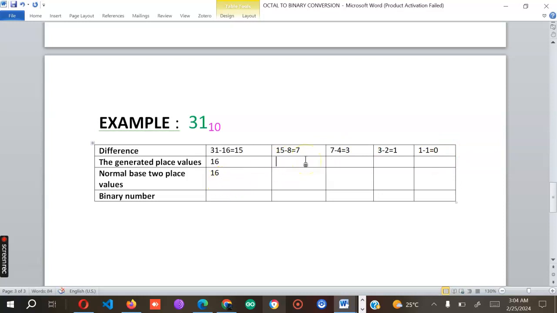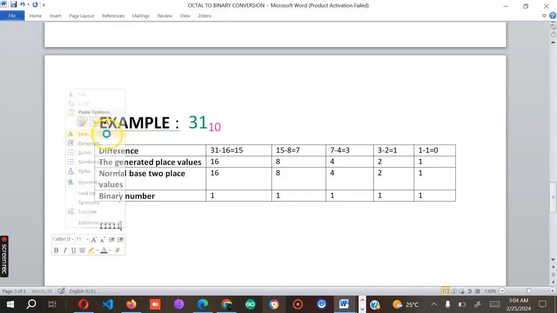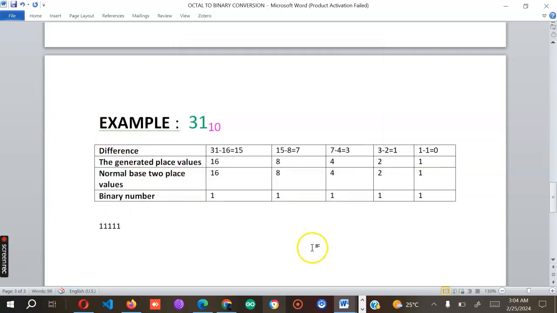Then the generated numbers, here we have 8, here we have 4, here we have 2, here we have 1. Then the normal is 8, 4, 2, 1. Remember the rules? Whenever it appears on both the normal and the generated value, it is supposed to be 1. Therefore, the final answer will be 1, 1, 1, 1, 1, then we have base 2. So that is the answer for this one. That's the eventual answer that you'll get after you convert that number to base 2.